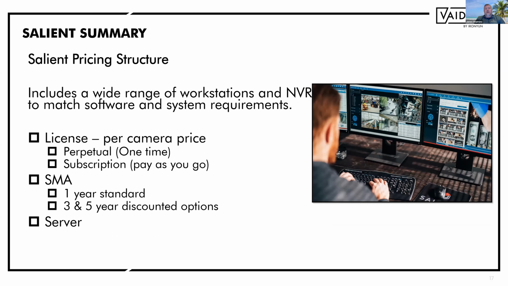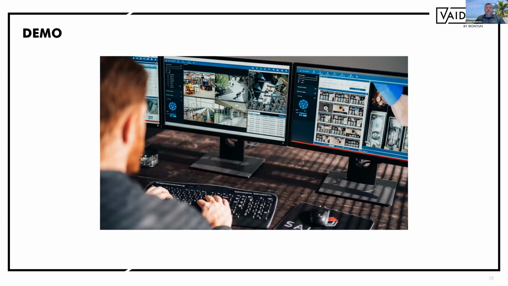All right, Nate. Salient pricing structure. I don't know that it gets a whole lot easier than this. You have a license, either perpetual or subscription. They have an SMA to consider on top of that. And then if we're using your servers, that's the end of it. If you need a server, we can certainly provide those. And so really that's it. There are no extra gotchas or additional fees down the road that we have to pay for. Very, very simple pricing structure to consider.